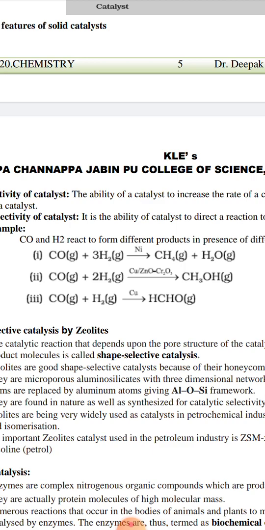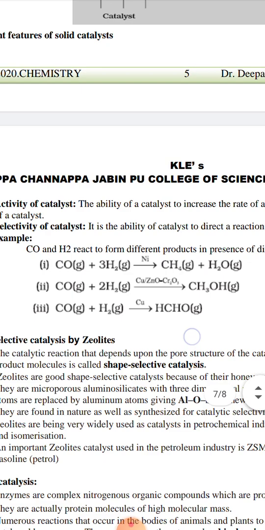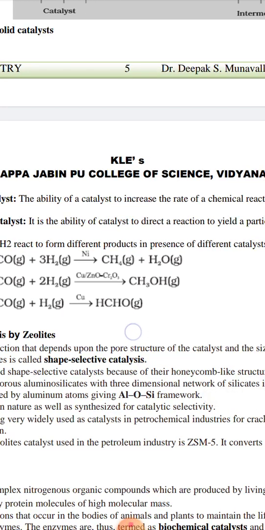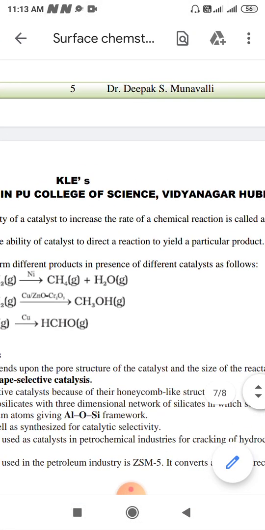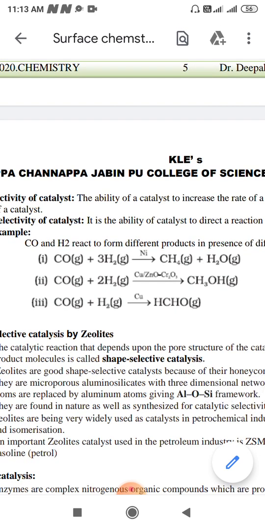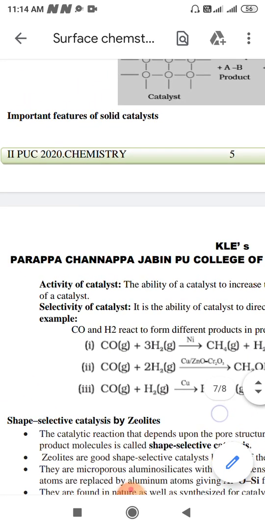What is the role of a catalyst? Its ability to increase the rate of the reaction. What is selectivity of a catalyst? It is the ability of a catalyst to direct a reaction to yield a particular product. That is very important here, selectivity. If I use a different catalyst, I'll get a different product. It is directing the reaction to yield a particular product, that is called selectivity. So these are the 2 important characteristic features of a solid catalyst: activity of a catalyst and selectivity of a catalyst.